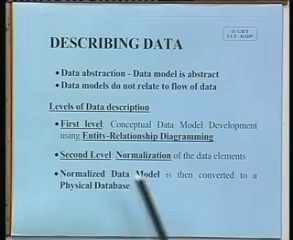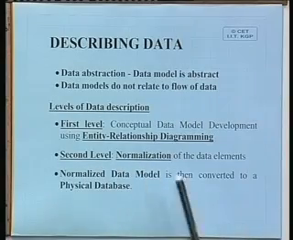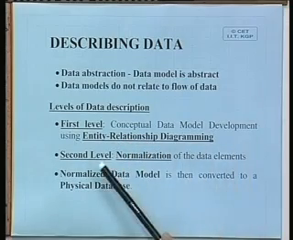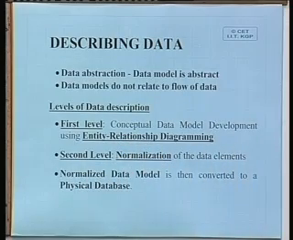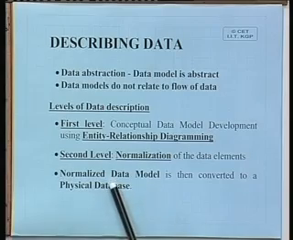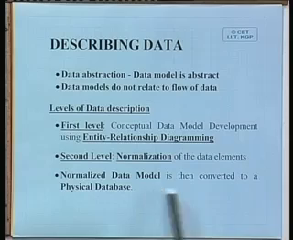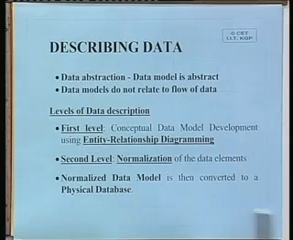Now, when we are describing data, there are essentially two levels, as I was saying. In the first level, we make a conceptual data model by using entity relationship diagramming, and in the second level we carry out the normalization of the data elements. The normalized data model is then converted to a physical database. So, that is the basic process of data description.